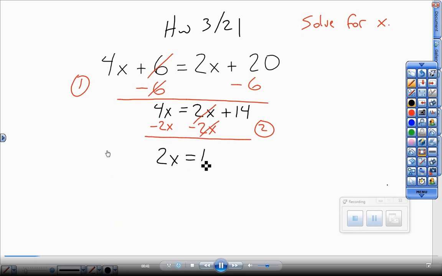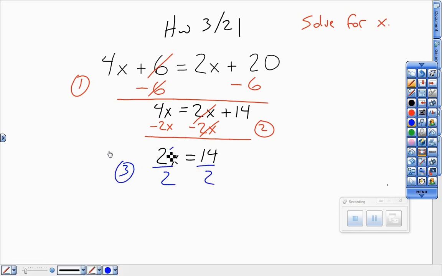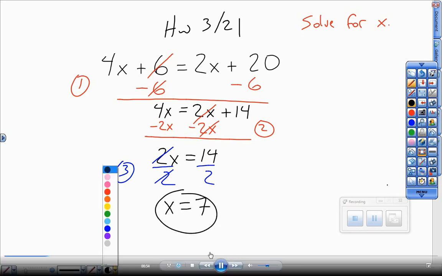Third step, stay on that left side. The opposite of multiplying by 2, dividing by 2. Divide by 2, divide by 2. And that gives me x equals 7. And then I want you to know that answer is the only answer. That's one solution. That answer is the only number that can work.